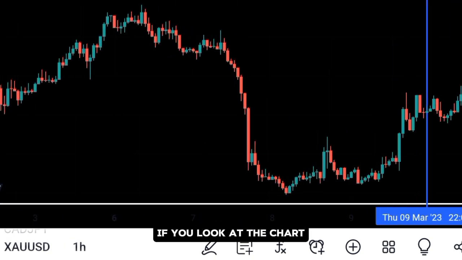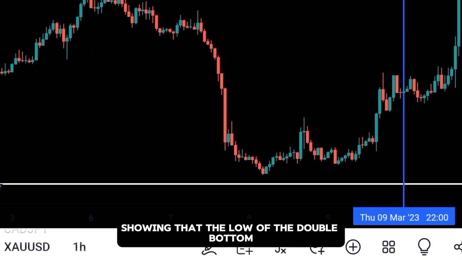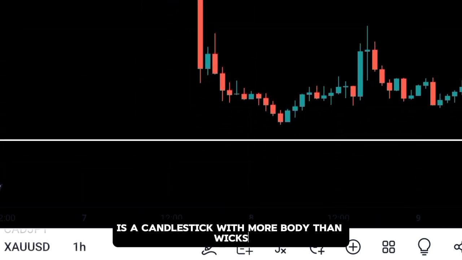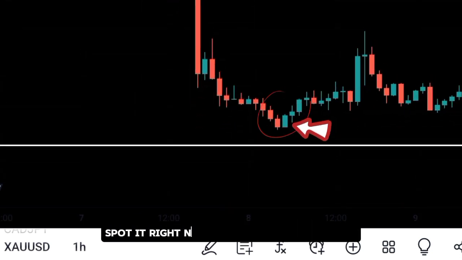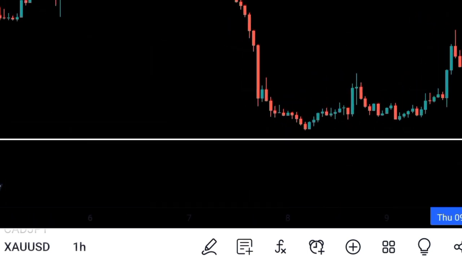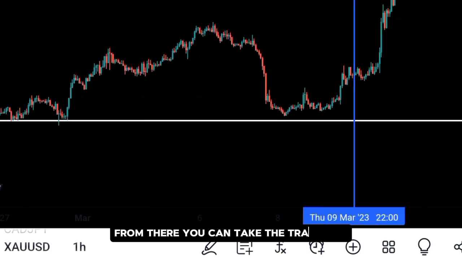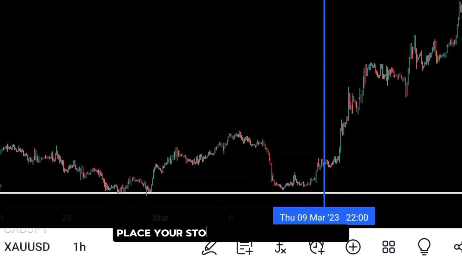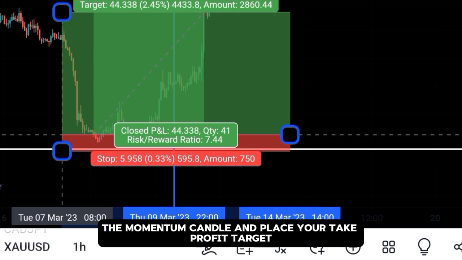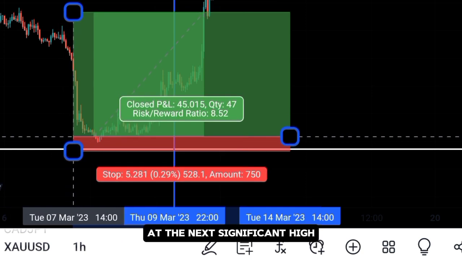If you look at the chart, you can now see a momentum candle showing at the low of the double bottom. A momentum candle is a candlestick with more body than wicks. Spot it right now at the low of the chart. That's perfect entry. From there you can take the trade and place your stop loss a few pips below the momentum candle and place your take profit target at the next significant high.